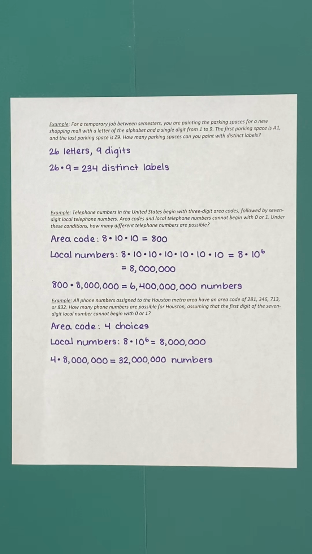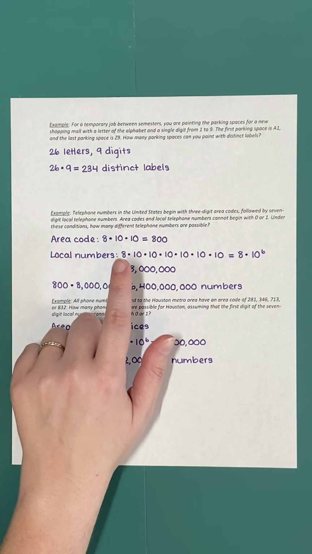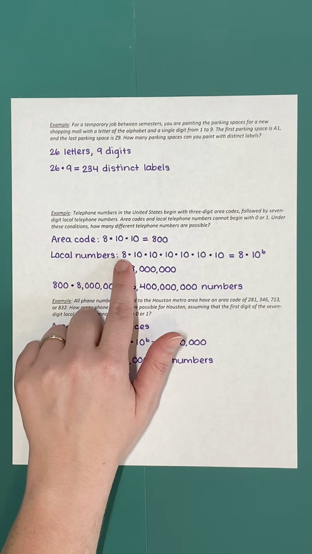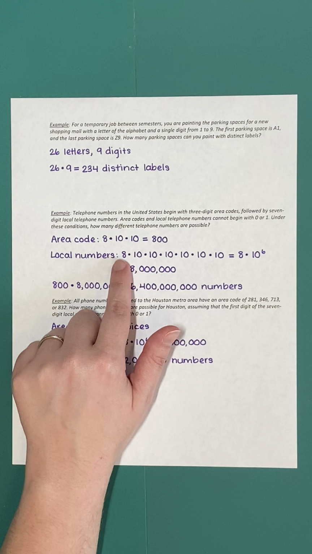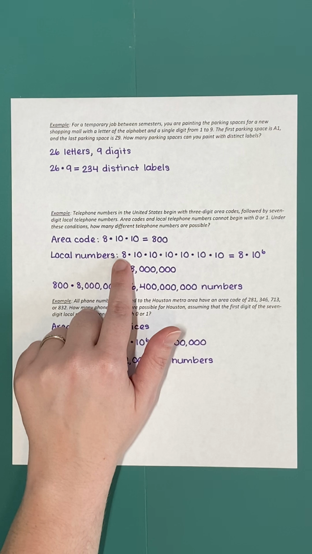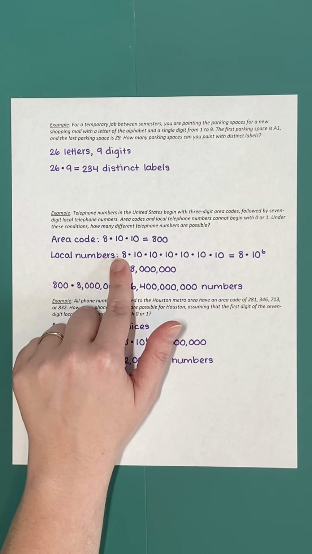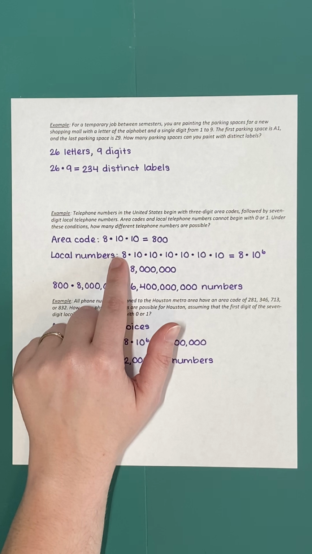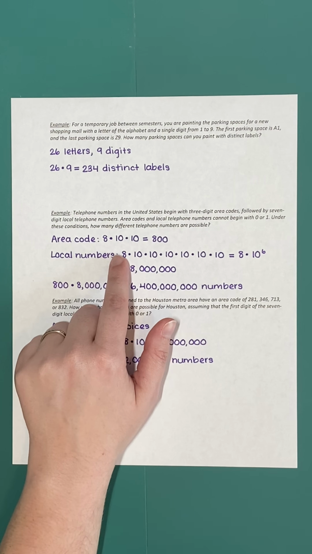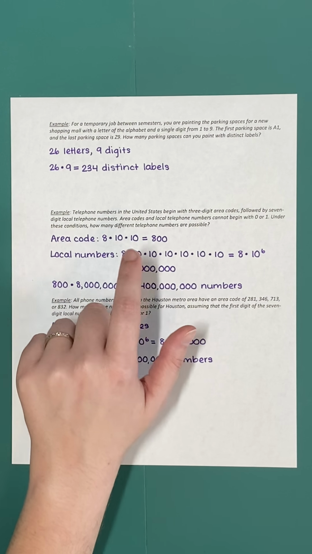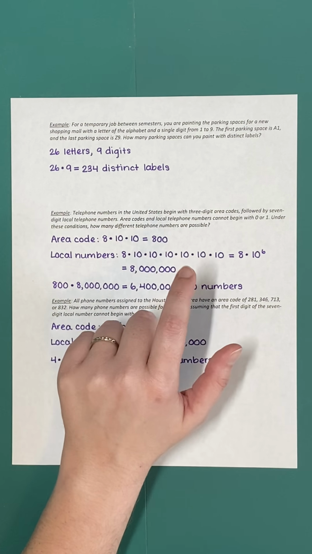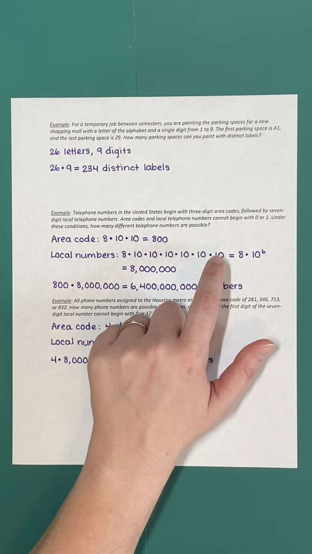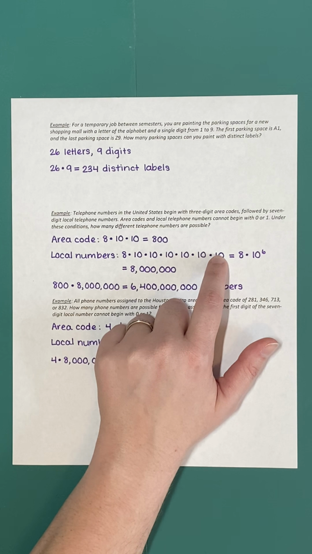Now, for the local number, we're choosing 7 digits. We have the same limitation on the first digit. So the first digit cannot be a 0 or a 1. So again, we have those 8 choices for that first digit. So 8 choices for the first, and then we're choosing 6 more digits. There are no limitations on the others. So for the additional 6 digits, 10 choices for each of them.